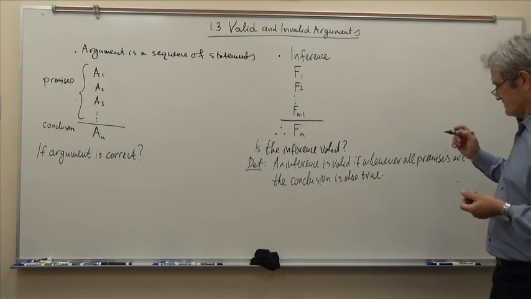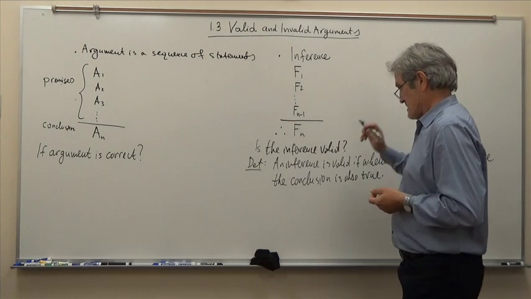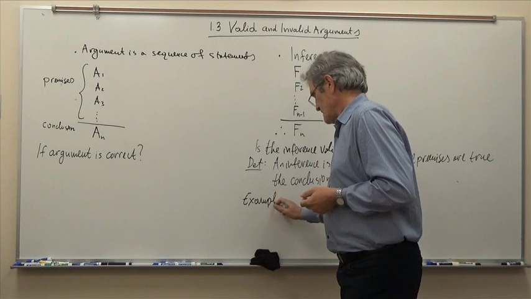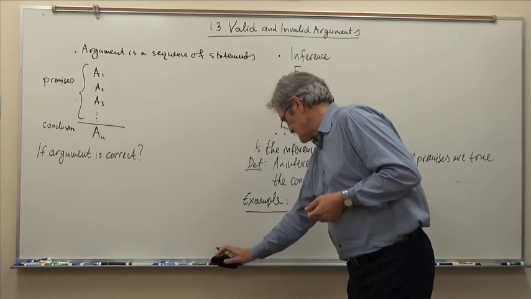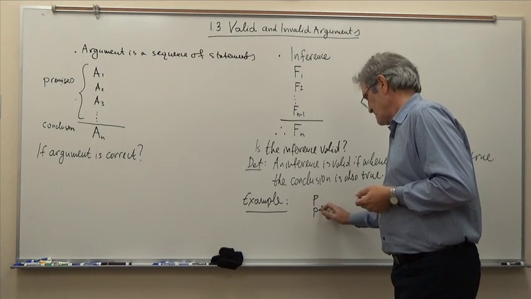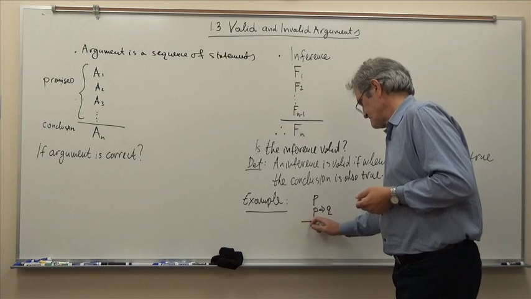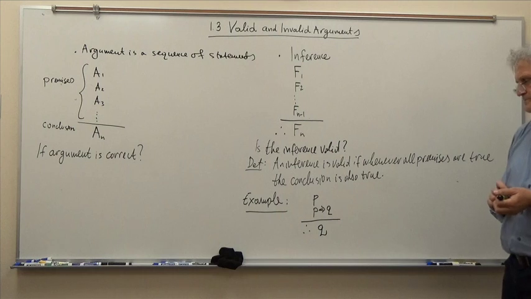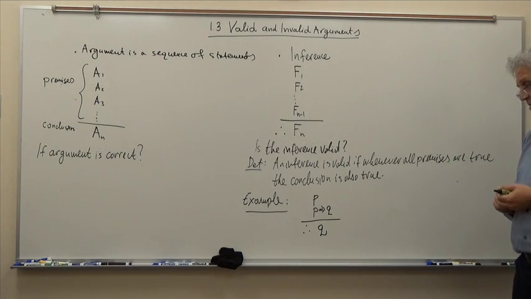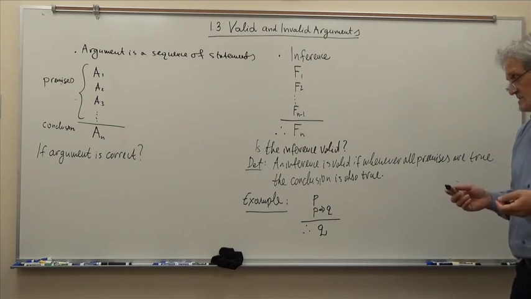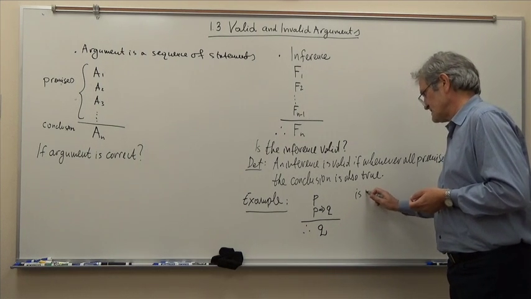Here is an example. I will do it here and I will erase the board. Here is one famous inference. Just P. P implies Q. Then we have Q. So I'm asking you, is this a valid inference? You can very easily justify the answer. It is a valid inference.